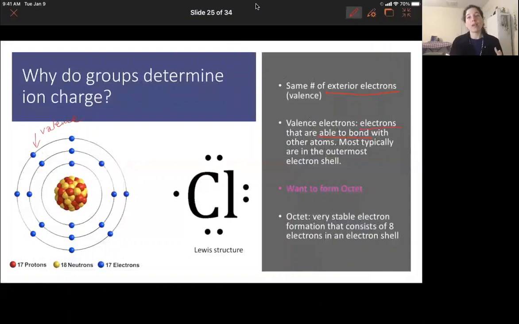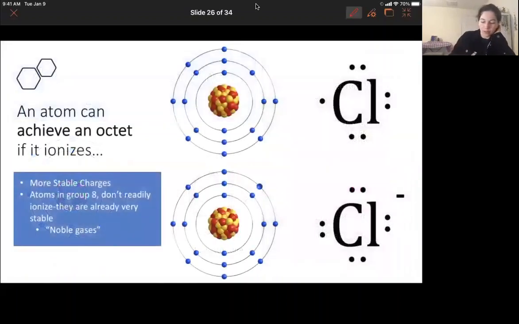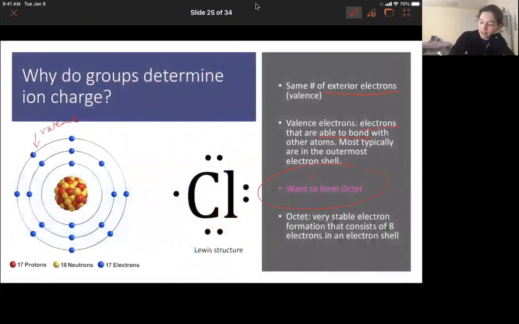These want to form an octet. All electrons like to form an octet. Our valence electrons want to form an octet. An octet is 8 electrons, and it's a very stable electron formation. It consists of 8 electrons inside of an electron shell.